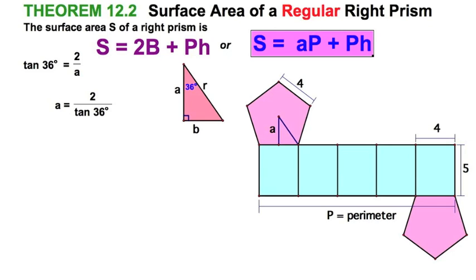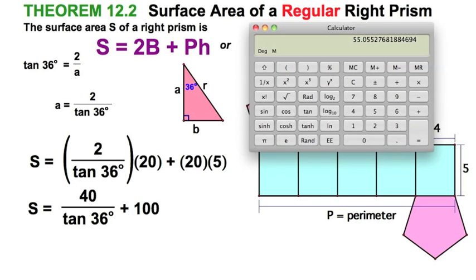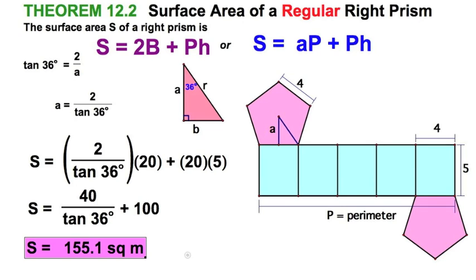Now we can just substitute into this formula. And again, I prefer to do that and pull out the calculator at the end. So there's the substitution. I've got an expression here, a tangent function for the apothem times the perimeter, which is 20, plus 20 times 5. I can simplify that. And then in one shot, we can pull out the calculator. 40 divided by the tangent of 36, which is 0.72, equals, and there's our 55. And we know very well that we just add 100. We don't need a calculator for that. So it's going to be 155, to the nearest tenth.